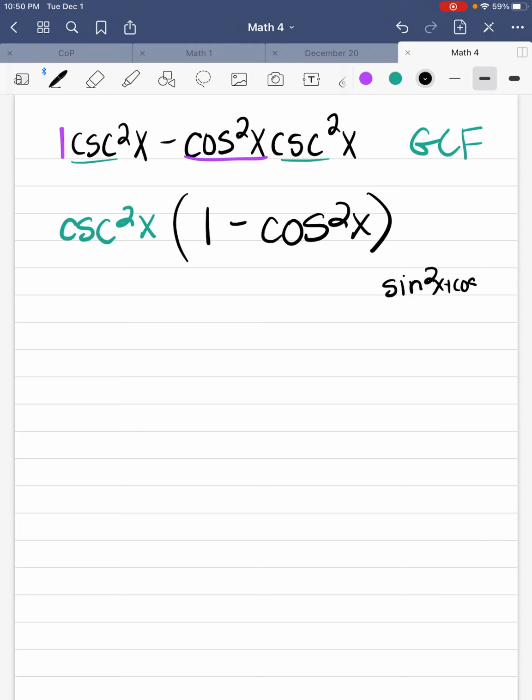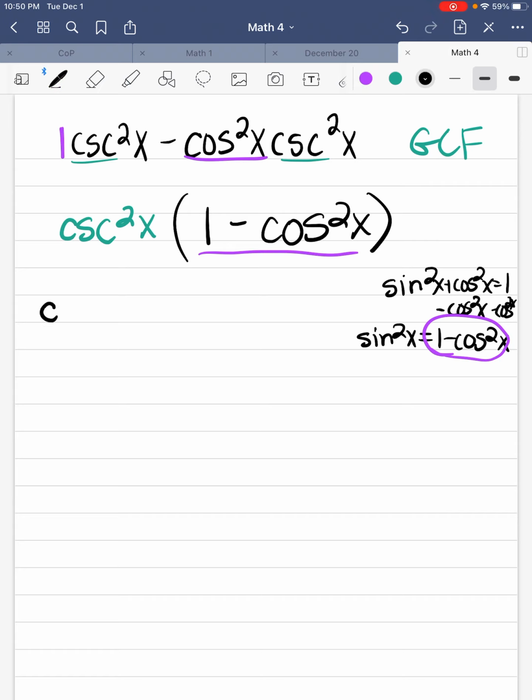Now at this point, I should see that I have a Pythagorean identity here, because remember, sine squared x plus cosine squared x equals 1. So in order to make that happen, I'd have to subtract the cosine squared x from both sides. And that's going to leave me with sine squared x equals 1 minus cosine squared x. Alright, with that being said, I now know that this is the same thing here, so I'm going to plug in sine there. So I have cosecant squared x, and I now have times sine squared x.